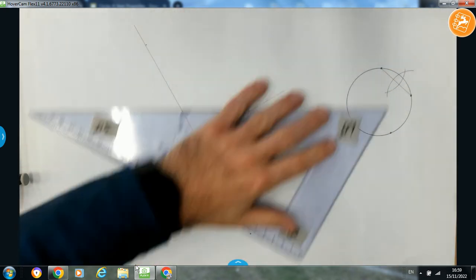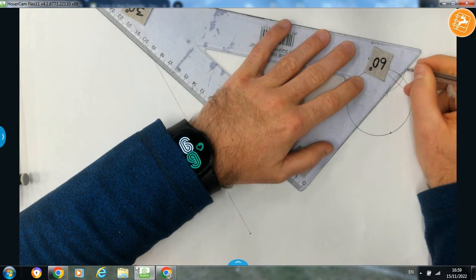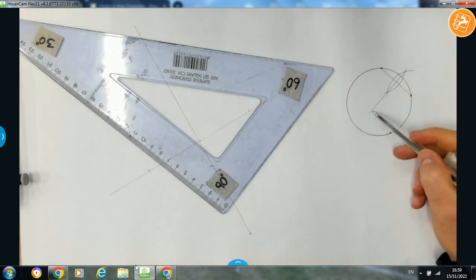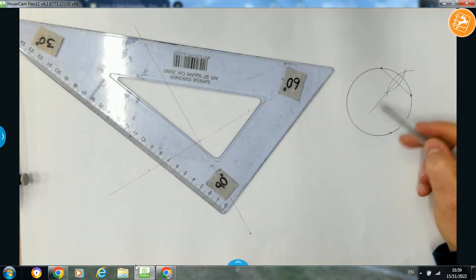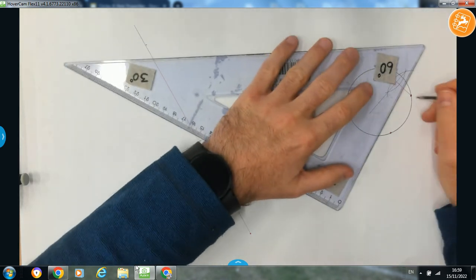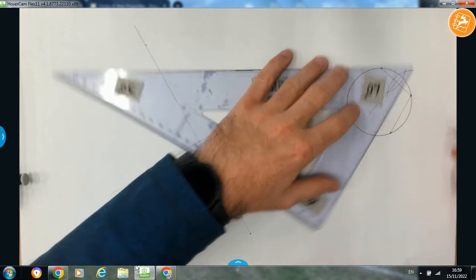Okay, so I bisected that chord, from there to there. Somewhere along where I bisected that chord is going to be the center point in here. I just have to find it exactly. The only way to find it exactly would be to connect another chord from point 2 to 3.